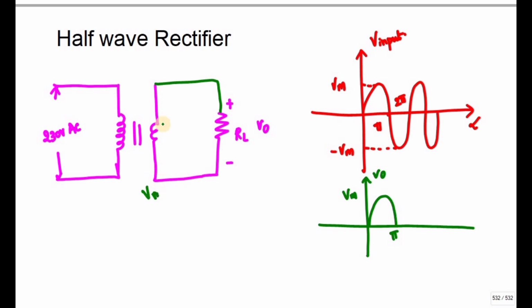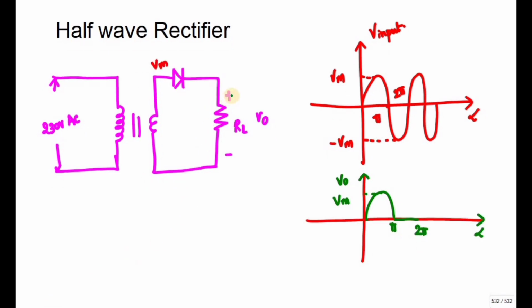During the negative half cycle, the voltage comes down from Vm and becomes 0 at the secondary side. So the anode of the diode becomes negative, so the diode becomes reverse biased and acts as an open circuit that will block the current from flowing through the load resistance. So the output becomes 0. That is what I have drawn here. From pi to 2 pi it is 0.